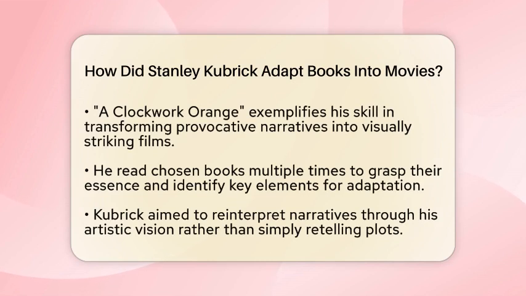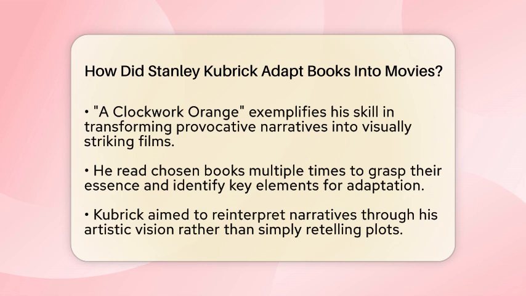Once he selected a book, Kubrick would immerse himself in the material, often reading it multiple times. He believed in understanding the core of the story, which allowed him to identify the elements that would translate effectively to film. This process was not just about capturing the plot. It was about distilling the essence of the narrative and reinterpreting it through his own artistic vision.